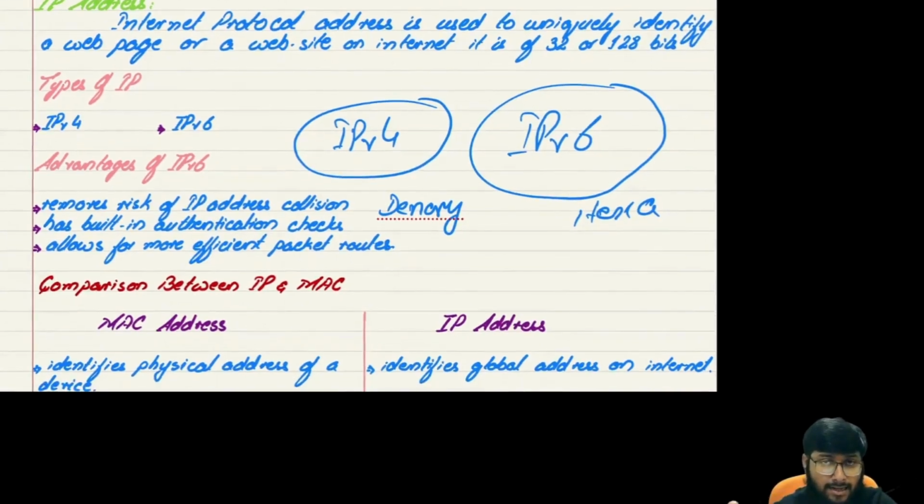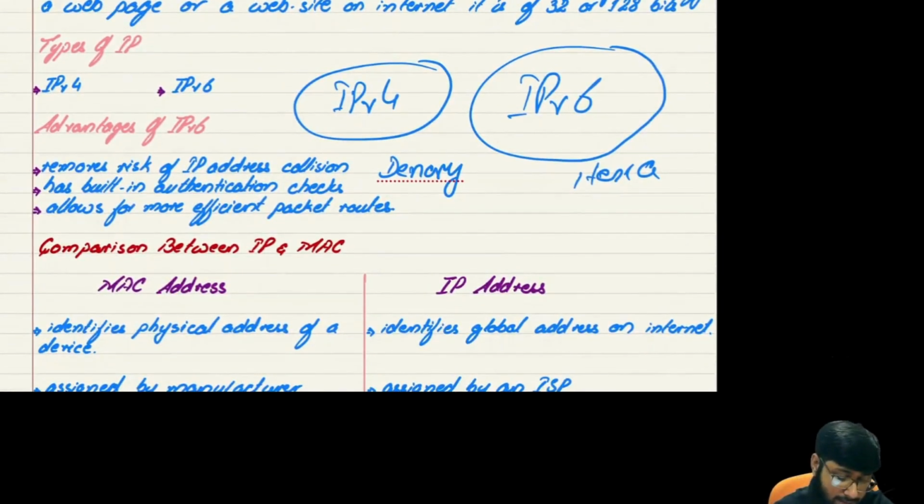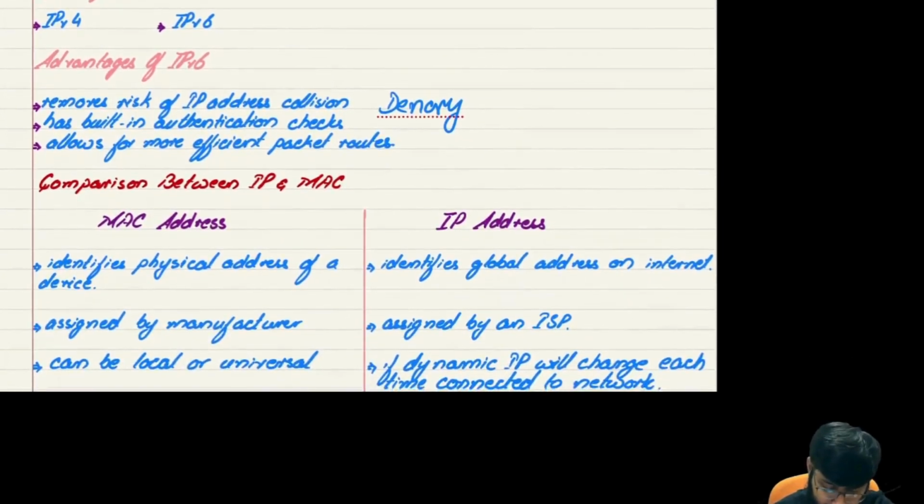It has built-in authentication checks. That means whether the IP is right or wrong. There is an algorithm that checks whether the IP is correct or not. Then it allows for more efficient packet routes. As we just learned about packet switching and routing in the last lecture, here they are saying IPv6 can be routed more efficiently.